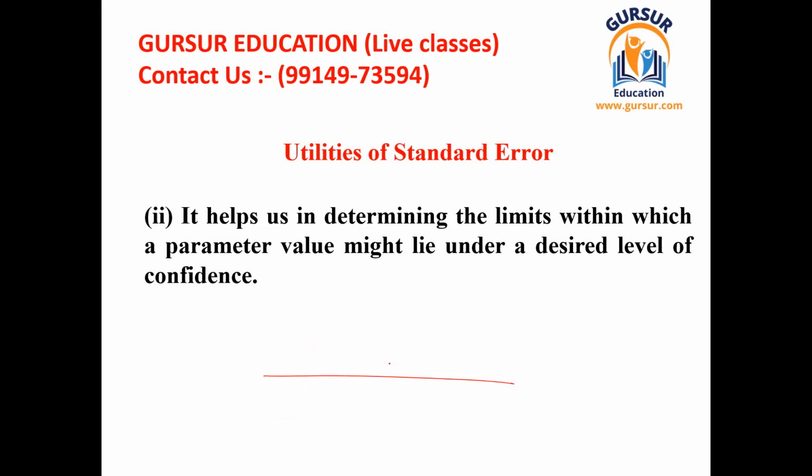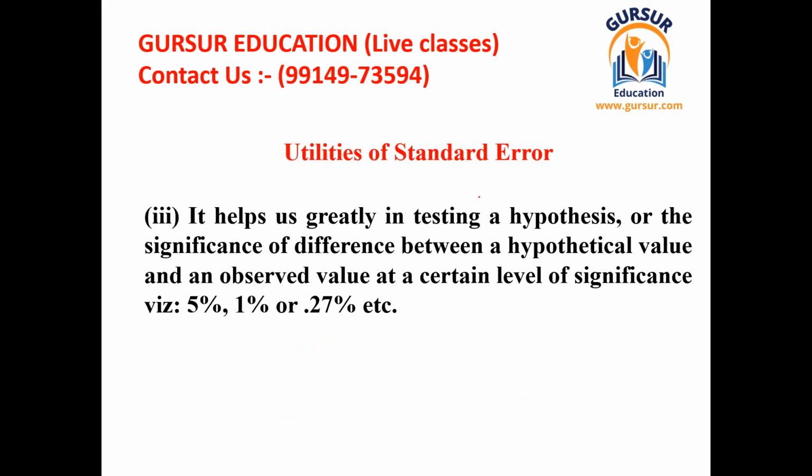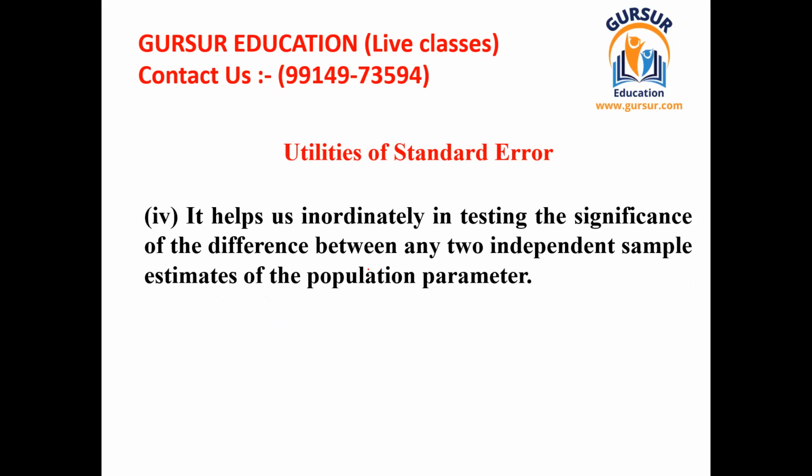You remember I told you this is the mean, and this is the difference of -1 standard deviation or standard error. This is the difference of +1 standard error. So it has a number of utilities. It determines the limits. You can find this because standard error is everything. It tells you about the level of significance, 0.5, 0.1, 0.27 or anything.